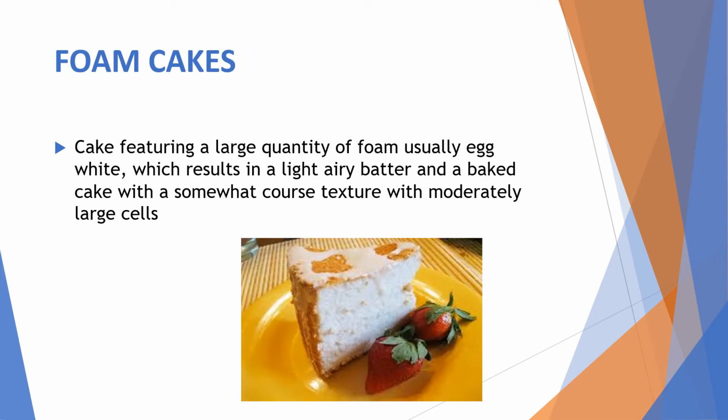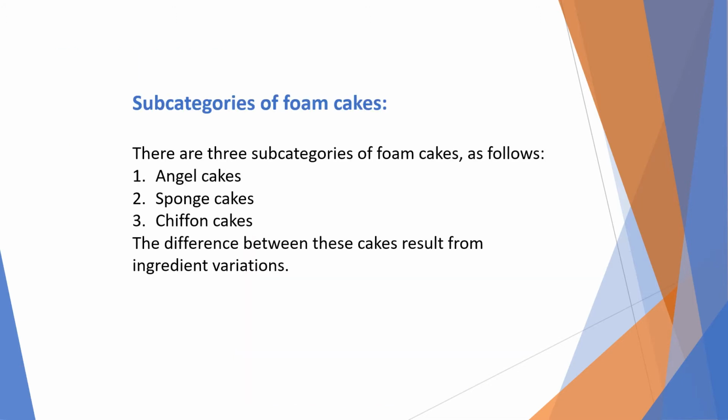Foam cakes. Cakes featuring a large quantity of foam, usually egg white, which results in a light, airy batter and a baked cake with a somewhat coarse texture with moderately large cells. They may be of three types: angel cakes, sponge cakes, and chiffon cakes. They are different because of their ingredient variations.